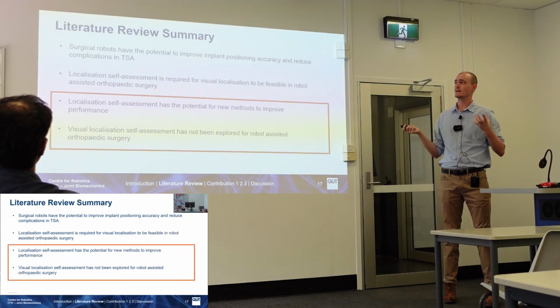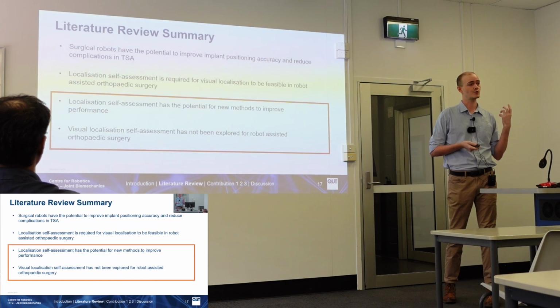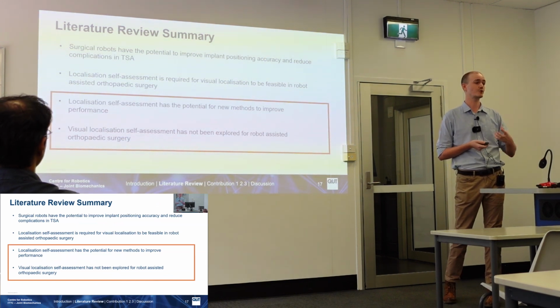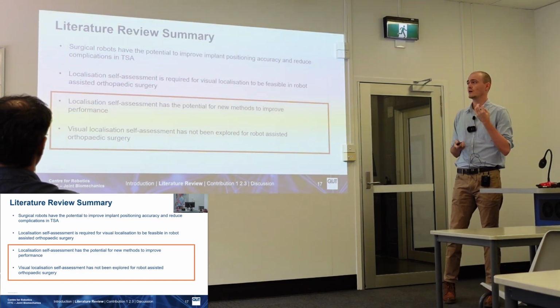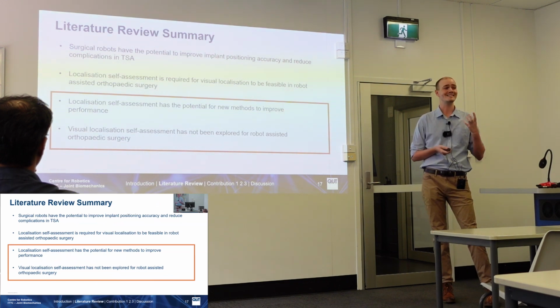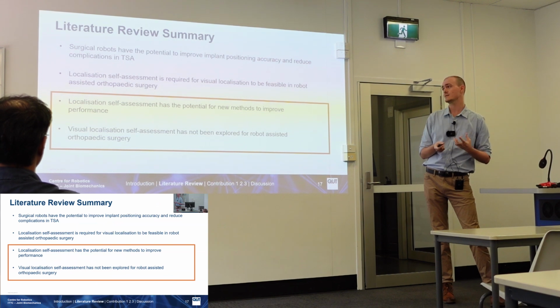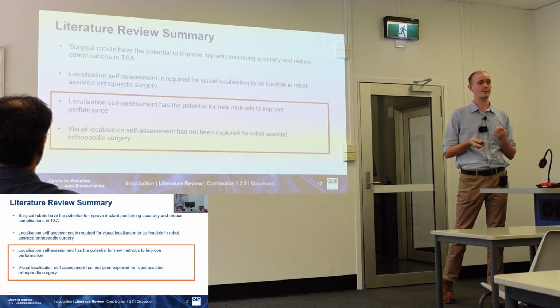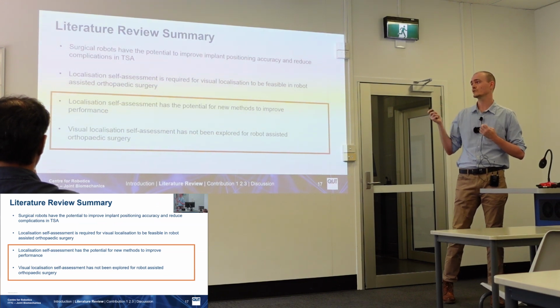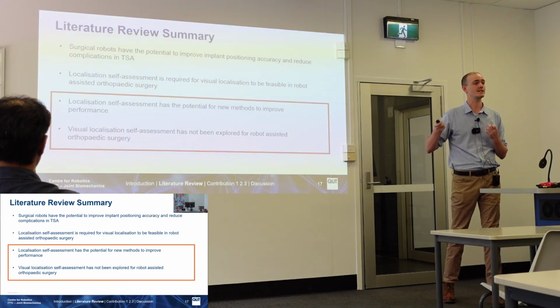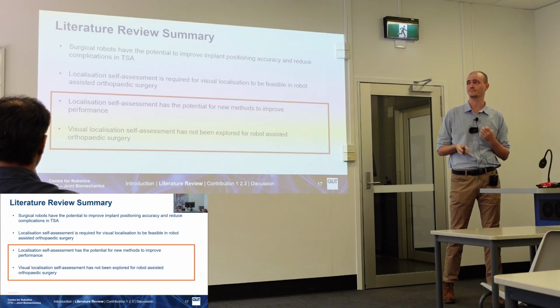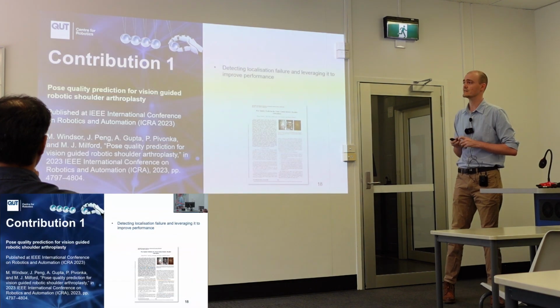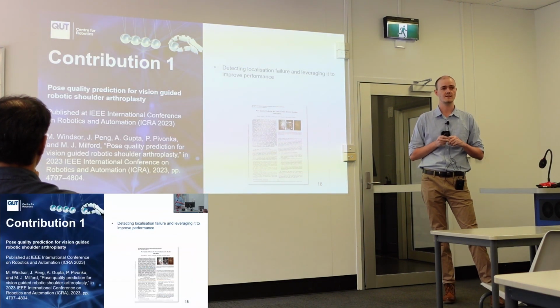So in summary, surgical robots have the potential to improve patient outcomes by improving implant positioning. Localization self-assessment is necessary for visual localization to be feasible in guiding these robots in this task. It hasn't been explored in this context of surgical robots, and we also have potential to improve our localization using this self-assessment. And that brings us to our first contribution here in the thesis.